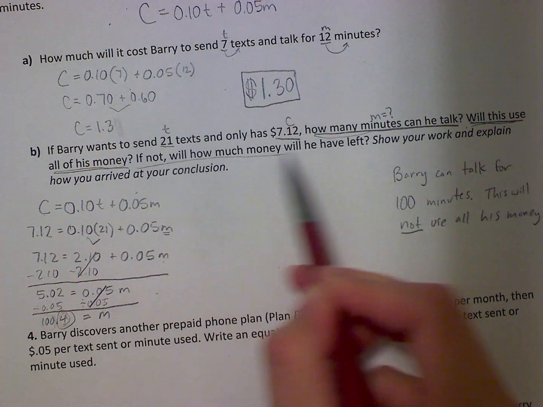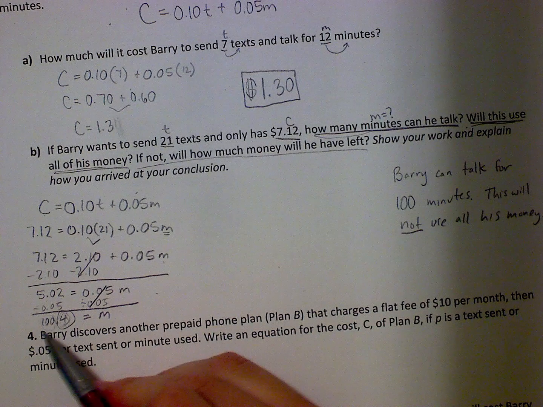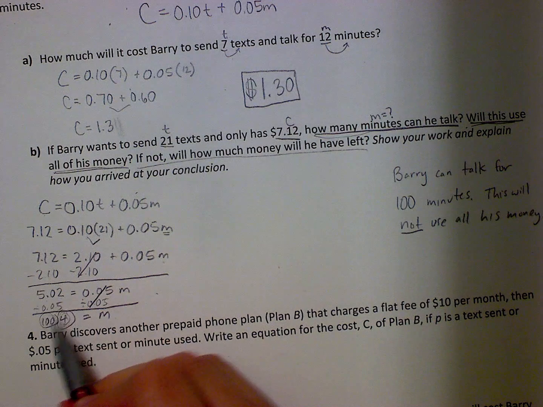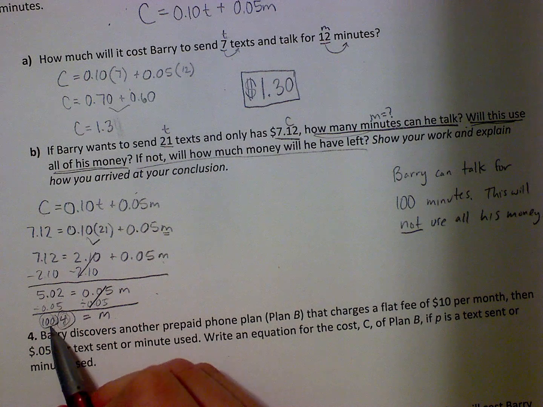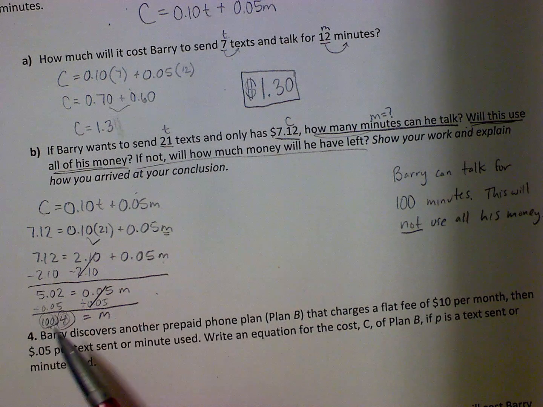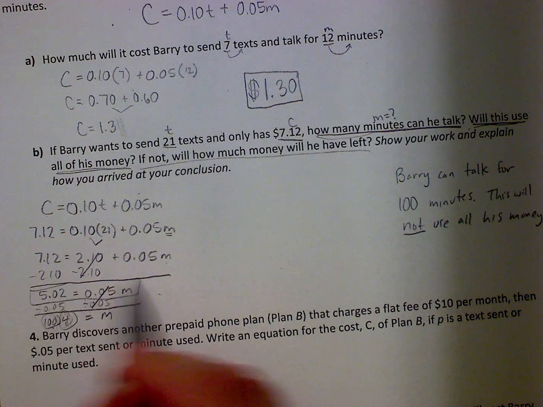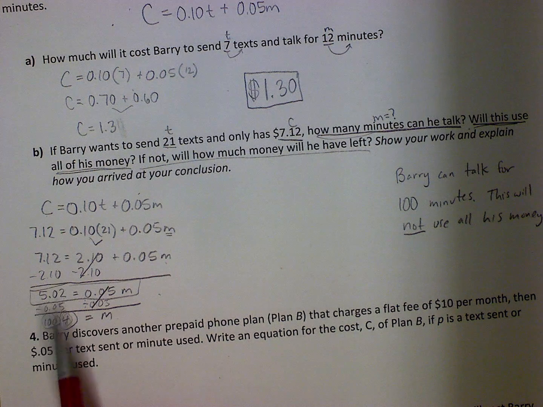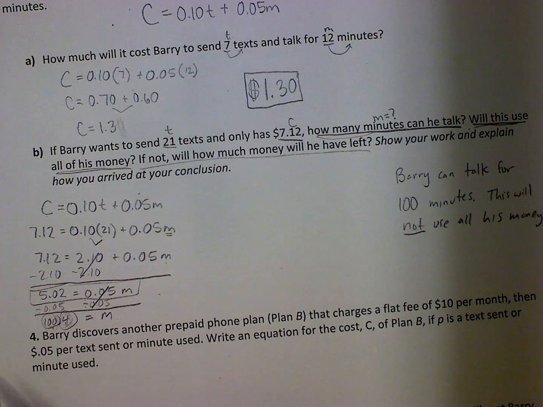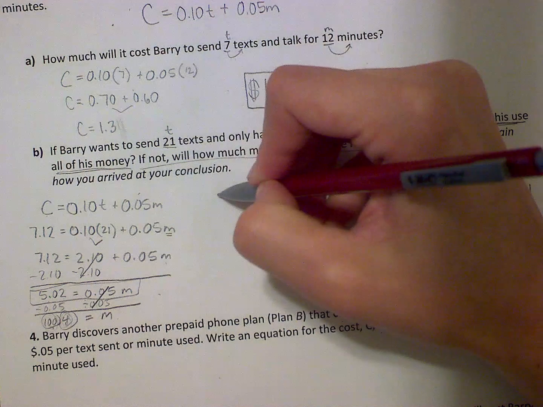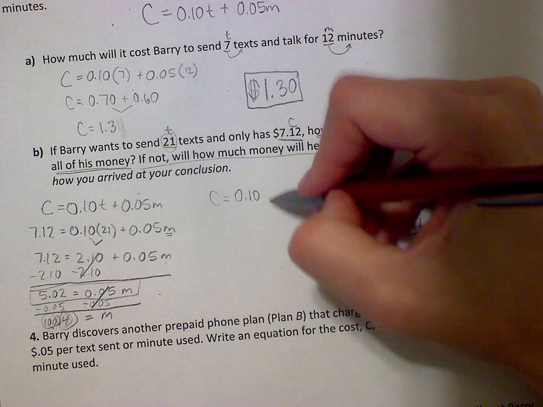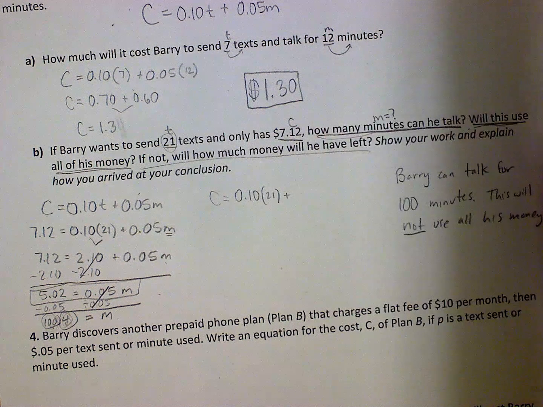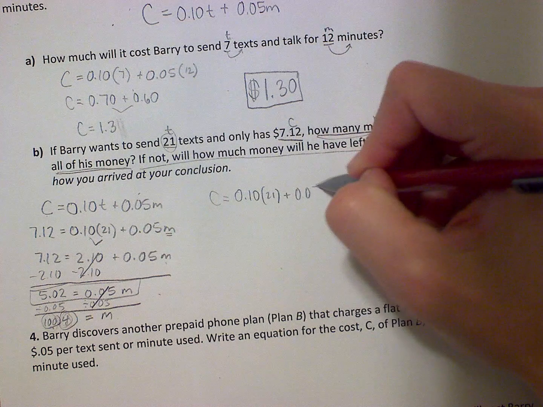If not, how much money will he have left? Well, he can only talk 100 minutes, so he can't talk the 100.4. So the question is, how much will he spend if he talks 100 minutes? There's a shorter way to figure it out, which is you realize right here that he has $5 left for his minutes, and so you could figure it out from there. But maybe you don't realize that, and that's okay. I'm going to go back to the start and say, what would be his cost if he sent 21 texts, which is what the problem says, and talked 100 minutes? What would be his cost?